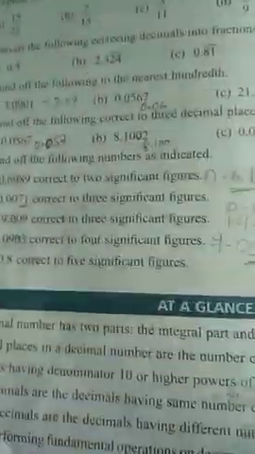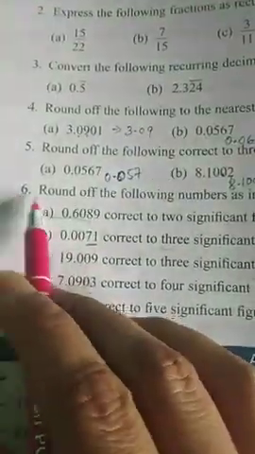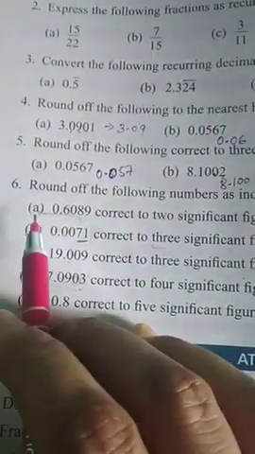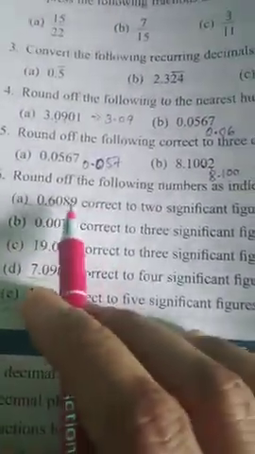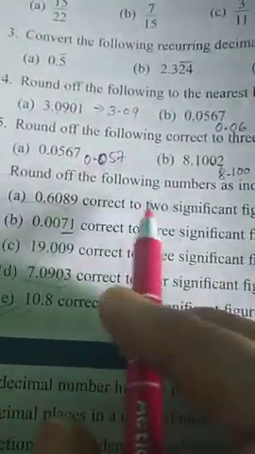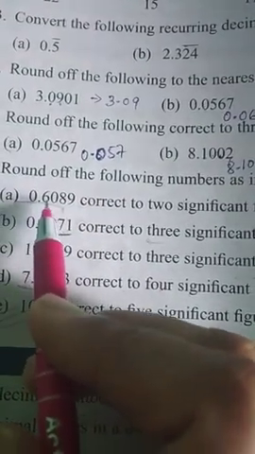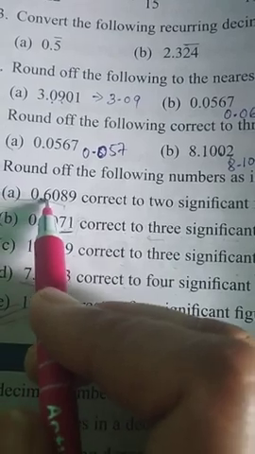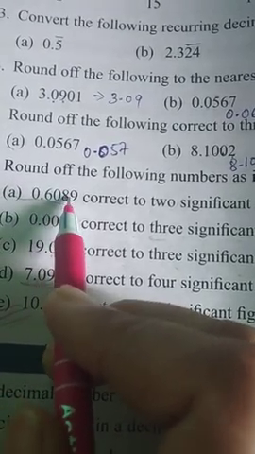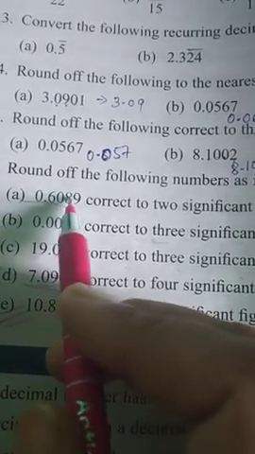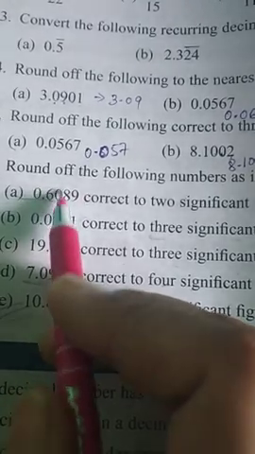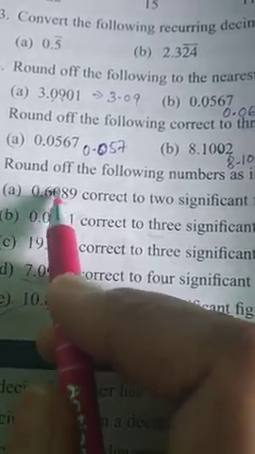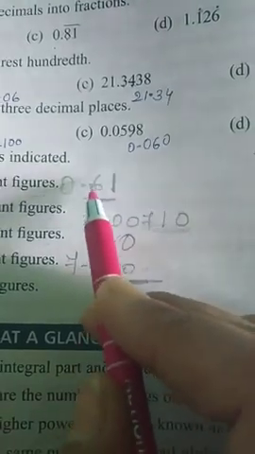Now see the question. Question number 6. Round off the following numbers as indicated. You have to round off this number correct to two significant figures. Where are the two significant figures here? 1, 2. This 0 will not be counted. Okay, 1, 2. After this is 8. 8 is more than 5. So this will become 1. 0.61 will be its answer.